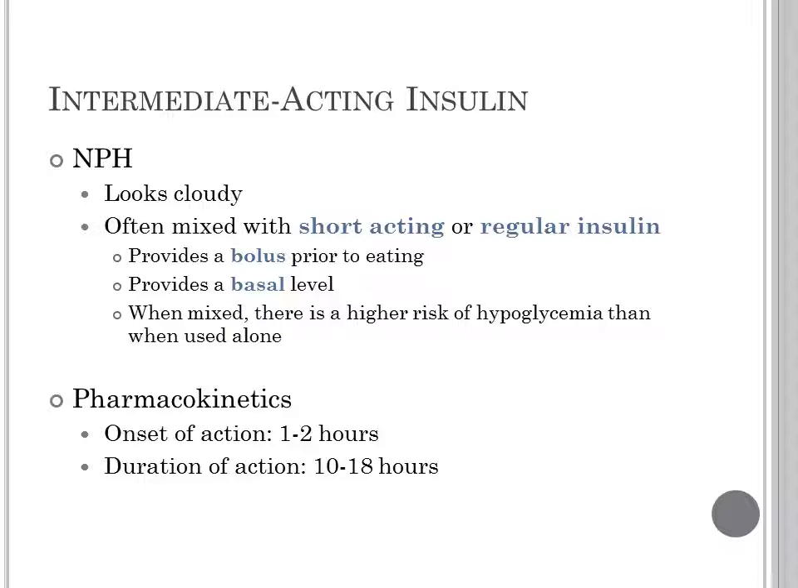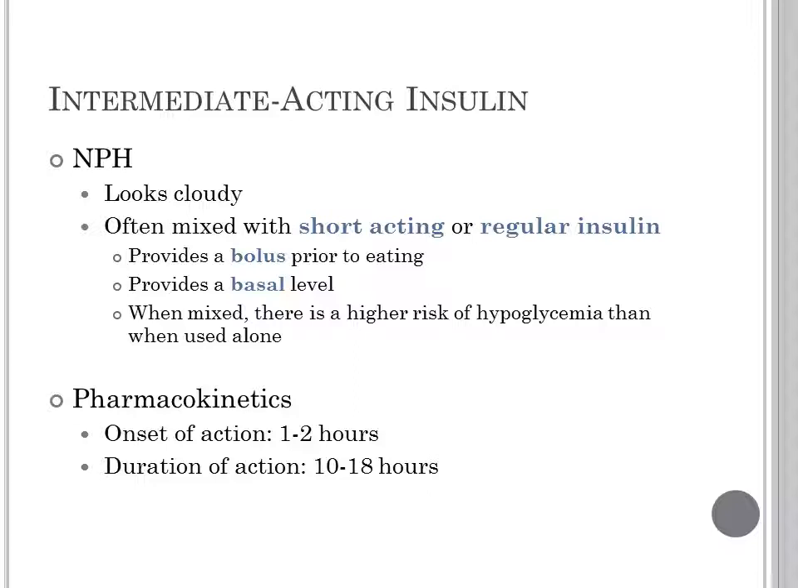Intermediate acting insulin is not used as frequently anymore. Typically, the only time people will use the NPH or the intermediate acting insulin is when they're mixing it with either a short or a regular acting insulin. When you look at NPH, it always looks cloudy. When you go through your fundamentals class, you'll get a long lecture on how you mix insulin. But NPH will always be cloudy and the rest of them will always be clear. So that's one easy way to identify an intermediate NPH type insulin.